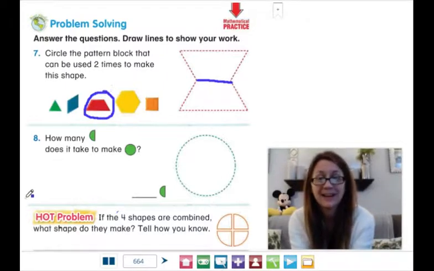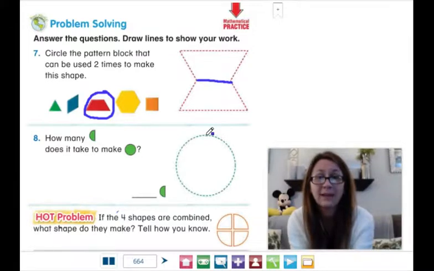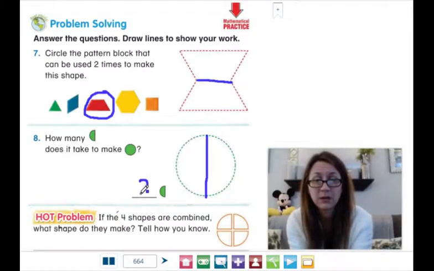Okay, number 8. How many of these half circles does it take to make a whole circle? We're going to get into this a little bit more later on, but we know that we can take one line and split this circle in half right down the middle to make 2 equal parts. So we need 2 halves in order to make one whole circle. So on the line, we're going to put a number 2.